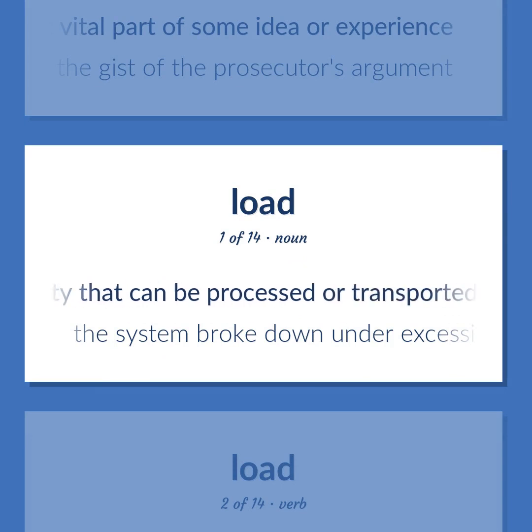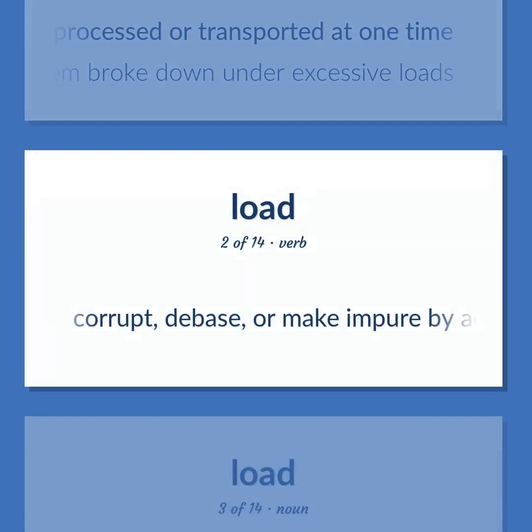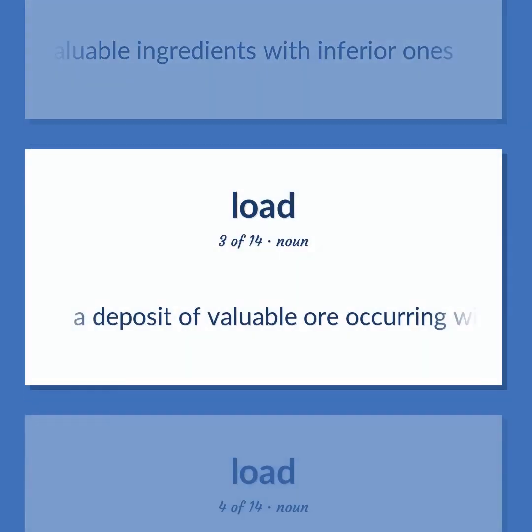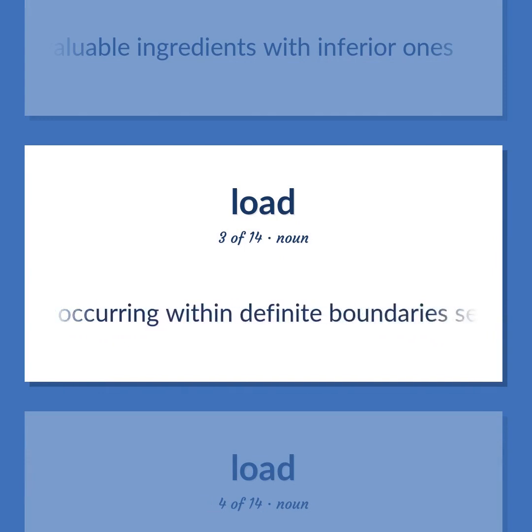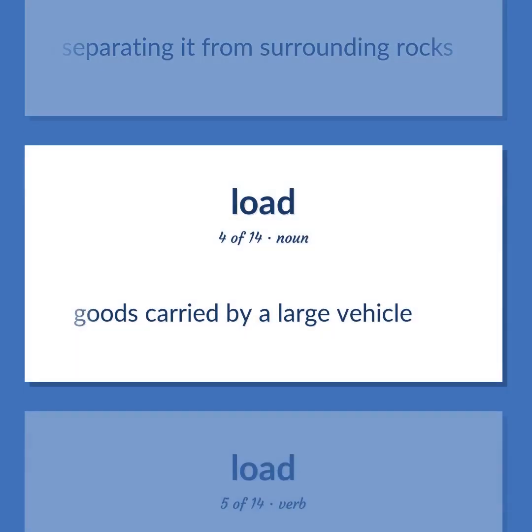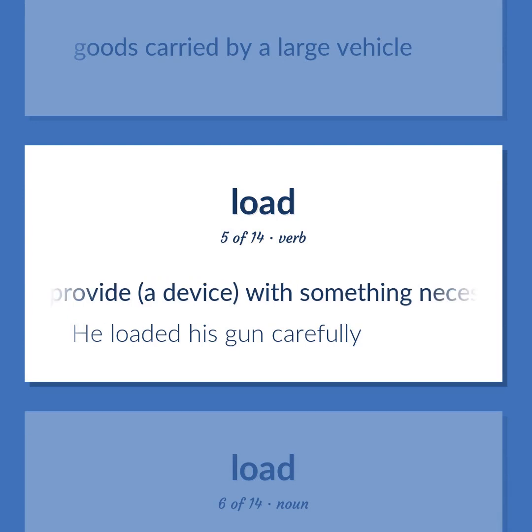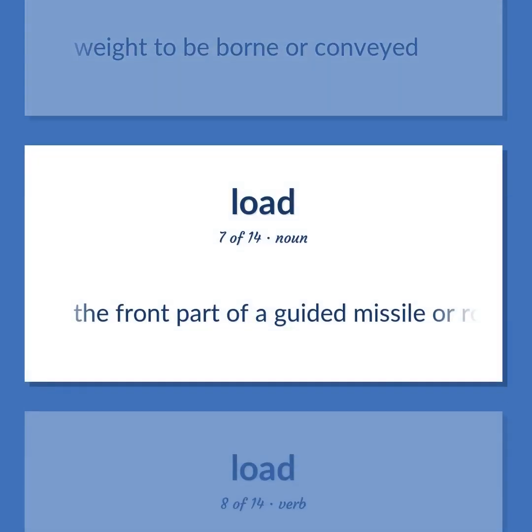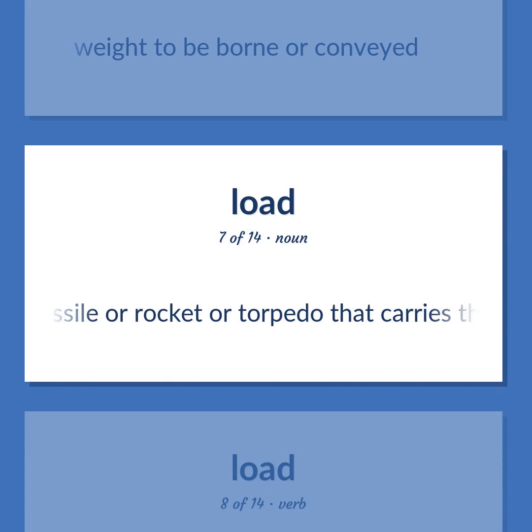A quantity that can be processed or transported at one time. The system broke down under excessive loads. Corrupt, debase, or make impure by adding a foreign or inferior substance, often by replacing valuable ingredients with inferior ones. A deposit of valuable ore occurring within definite boundaries separating it from surrounding rocks. Goods carried by a large vehicle. Provide a device with something necessary. He loaded his gun carefully. Weight to be borne or conveyed. The front part of a guided missile or rocket or torpedo that carries the nuclear or explosive charge or the chemical or biological agents.